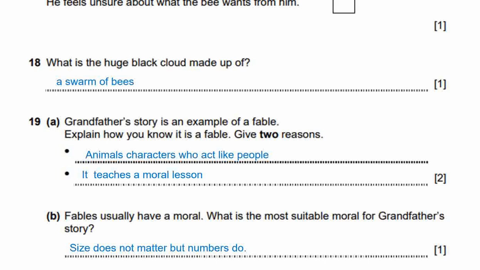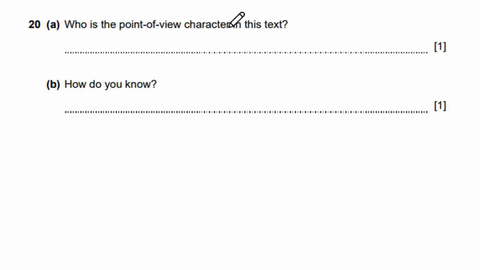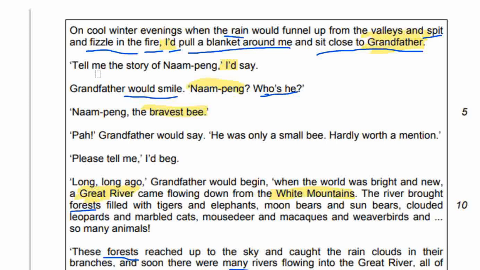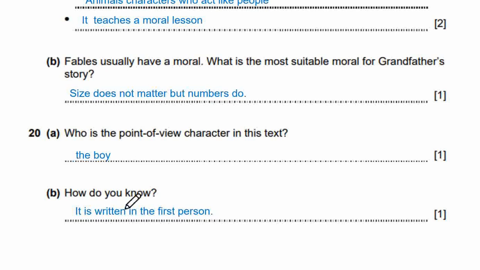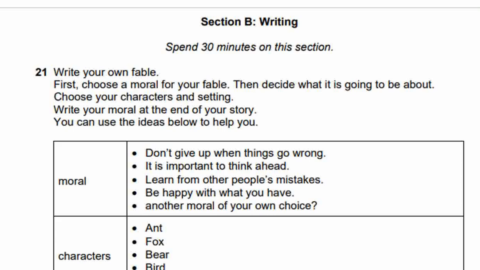Question 20. Who is the point of view character in this text? And how do you know? Question 20b. As we see, this story used a lot of, I would say, outback. So the answer will be the boy. It's the point of view of the boy. And how do we know? Because it is written in the first person. Let's type that down in the answer slot. So the boy, and it is written in the first person. So that's it for section A, 1 till 20.